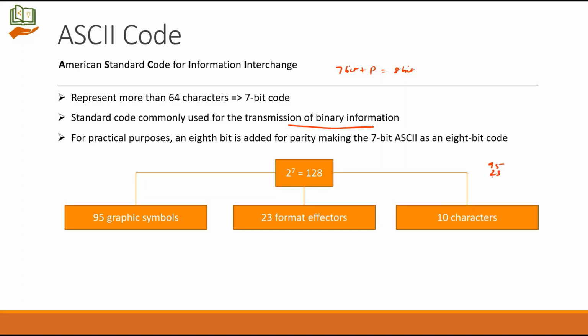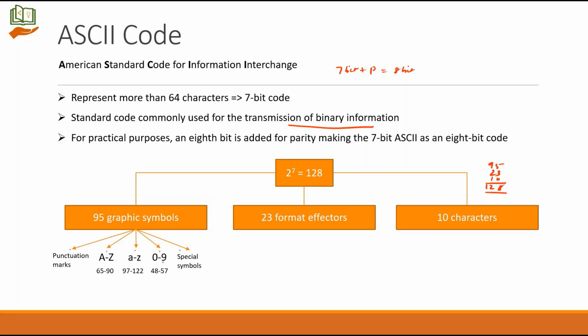95 plus 23 plus 10 will give 128 on the whole. What are the 95 graphic symbols? The first set will be capital A to Z. The second set will be small a to z. Then we have 0 to 9 numbers. We have certain special symbols and we have punctuation marks.